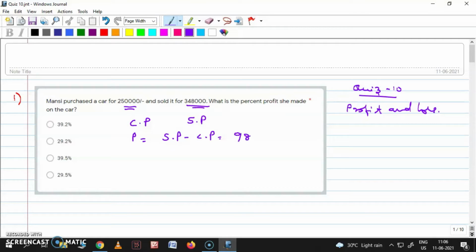Now, as we know, profit percentage is equal to profit divided by cost price into 100. Cost price is 2,50,000. So it will come around 39.2 percent. So 39.2%, A, is the correct answer. Let's move on to the next question.